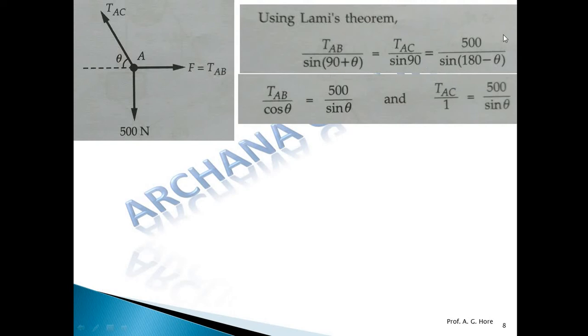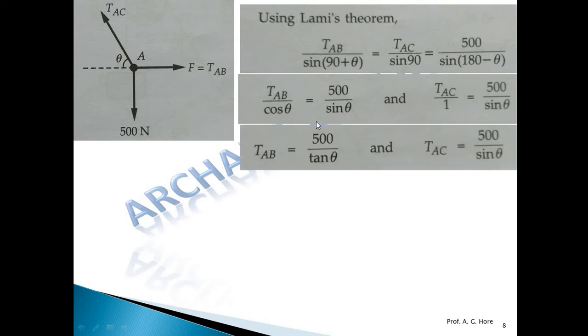Now we want to find out this tension AB as a function of theta. By using the values, the tension in AB and AC is 2500 Newton, because the maximum value that it can carry is 2500 Newton. So by equating first and last, we have one equation, that is TAB over cos theta, since sine (90 plus theta) means cos theta, equal to 500 over sine theta, since sine (180 minus theta) is sine theta. And by equating second and last, sine 90 is 1 and the last is sine theta.